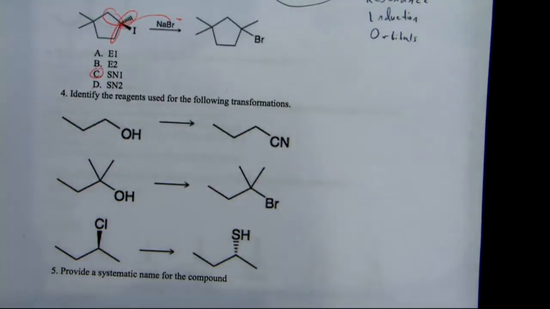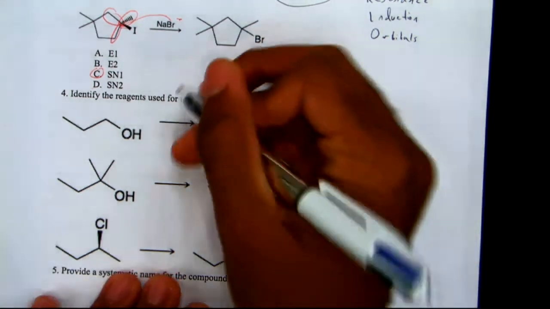All right, so this is identifying the reagents used for the following transformations. There's many ways you can do pretty much all these problems, I guess except for the last one. These are really simple. You just realize that you have two routes you can go.